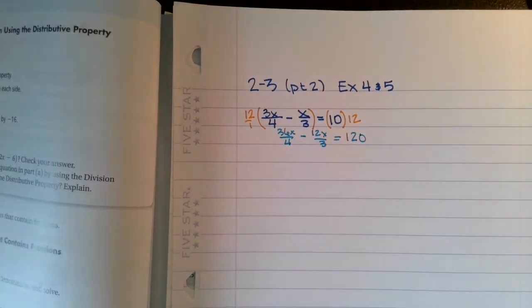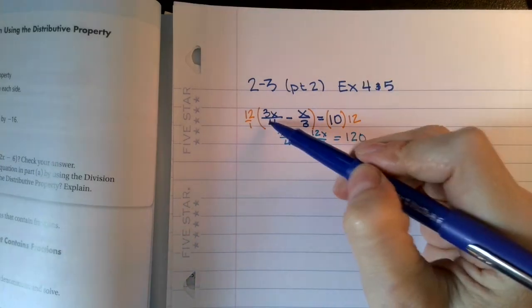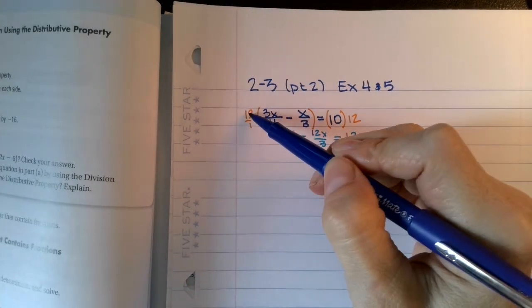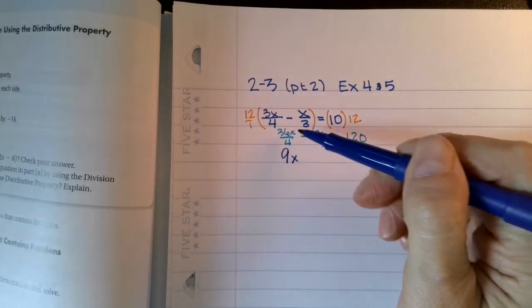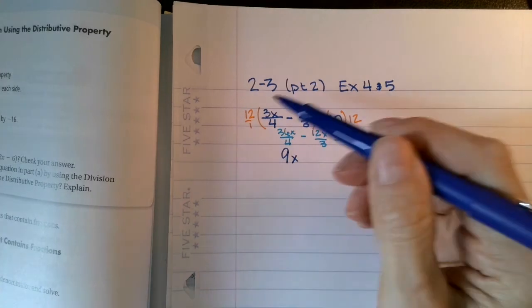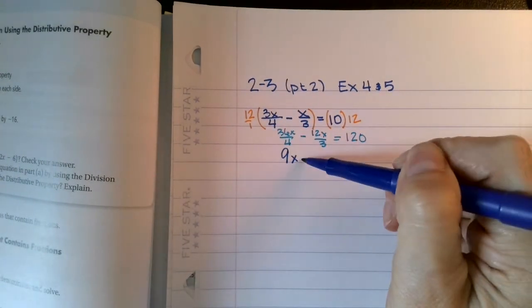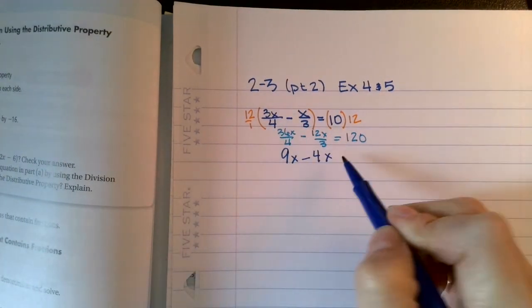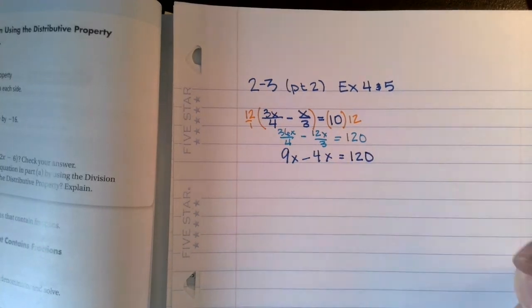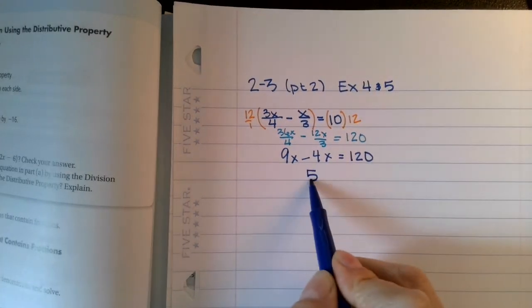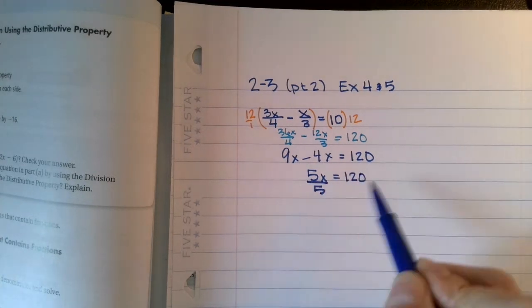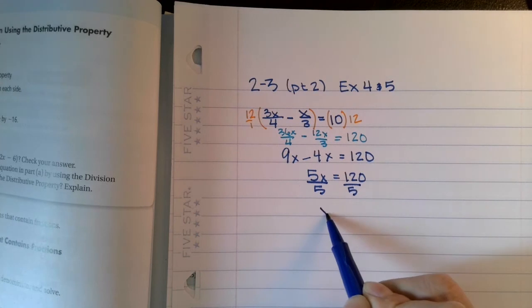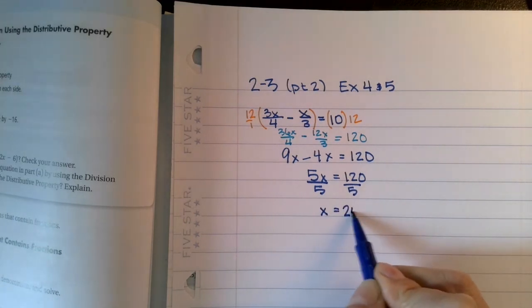Some people look and go, well, I don't really need to write the 36 over 4. I'm going to say to myself, this is going to cross cancel. 4 goes into 12 3 times, and 3 times 3 is 9. So they would, instead of writing this step, just go, I know that that's going to make a 9. They'd have 12x over 3, which is going to give you 4. And then your 120. You would combine your like terms and get 5x equals 120. Divide both sides by 5. And get x equals 24.